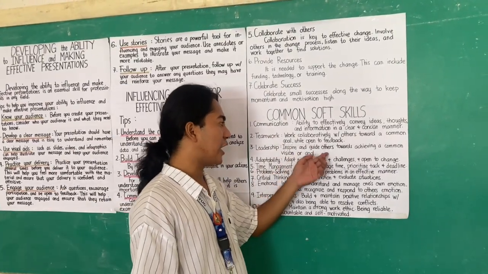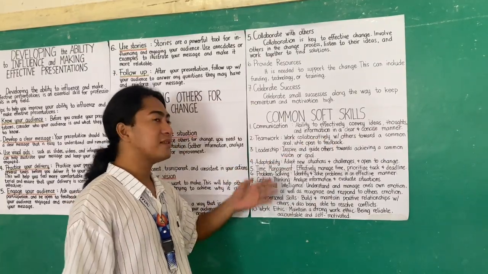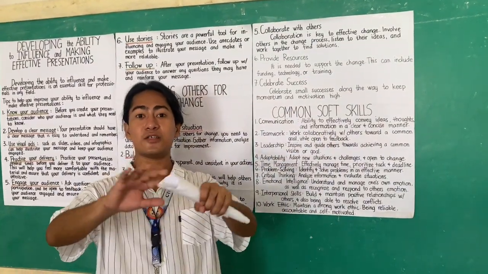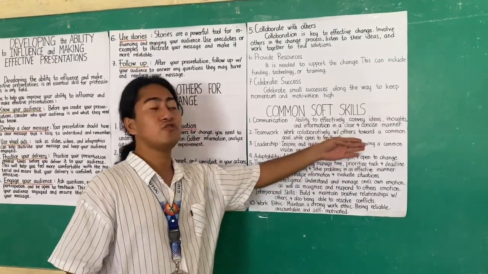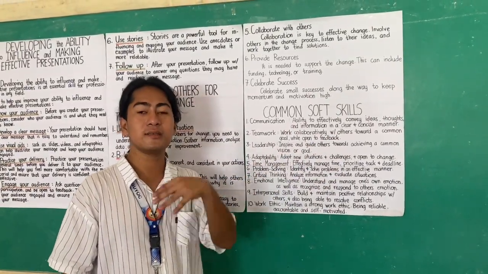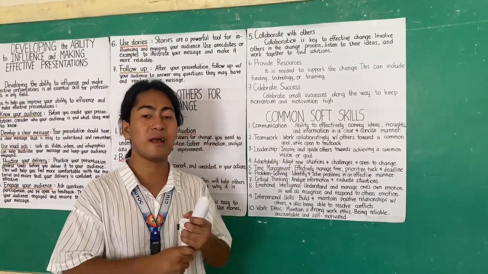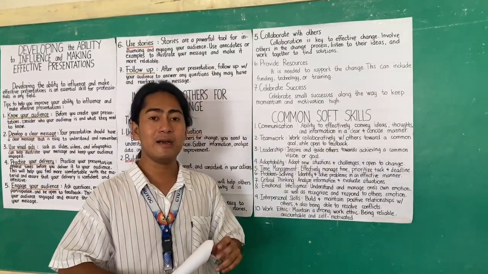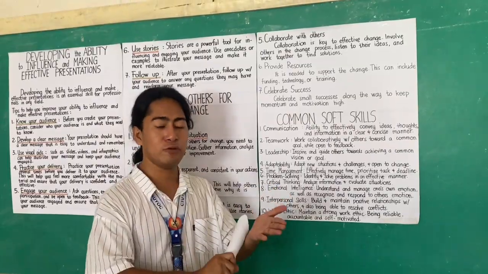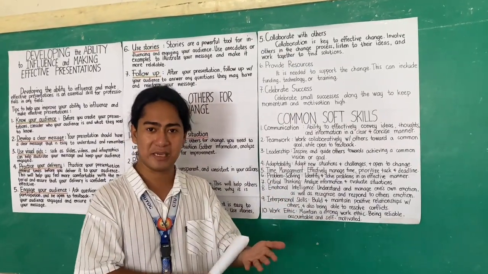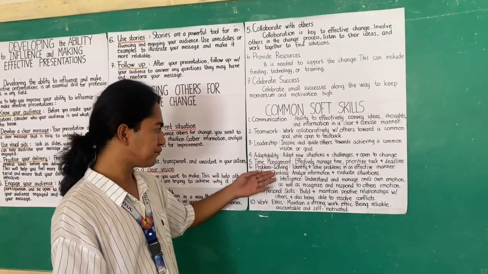Inspire and guide others towards achieving a common vision or goal. Your group should have leadership to achieve the common vision of your group, and the goals in your life. We should achieve it in our group so that we can succeed, right? So the next one is adaptability.